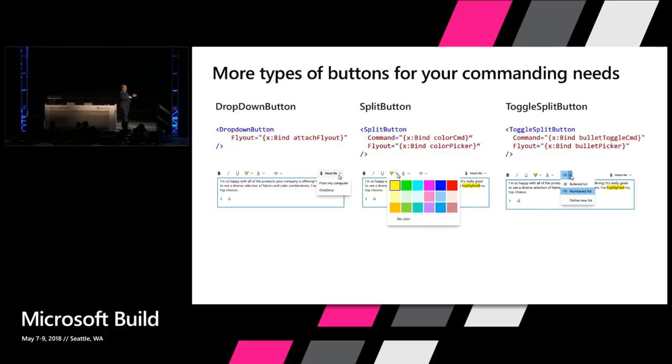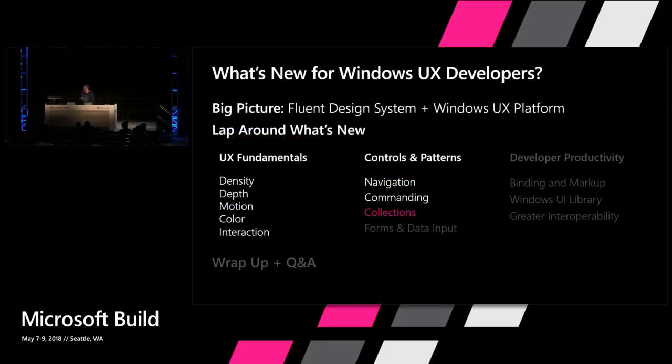So we now support the full range of button types that a lot of apps would like to have, in a nice way. So that's commanding. All right, collections. So with apps, there's navigating around them, there's acting on things in them, and one of the most common things people do in apps is present a lot of data, collections of data from databases, to users.